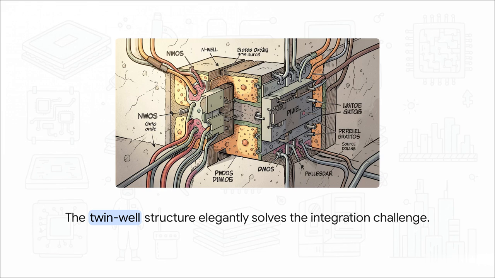Neatly isolated by field oxide, both switches now have the exact environments they need. Above them, you have an ultra-thin gate oxide and a polysilicon gate controlling the flow, while metal interconnects wire them together.